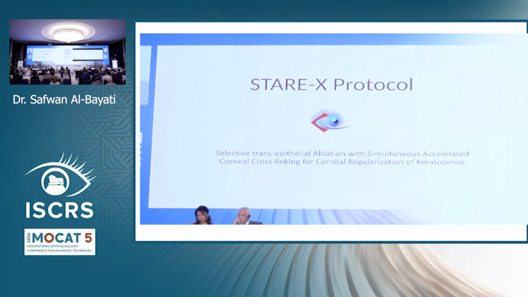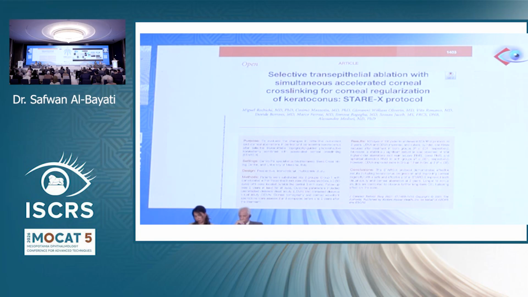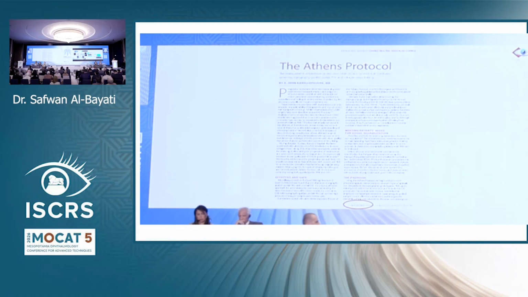So here, it's measuring the outer border. The optical zone is different than fixed. It's variable according to the cone. Comparing to the Athens protocol, sorry, this is the study and this is the Athens protocol. Athens protocol, Kanellopoulos, he was depending on a fixed optical zone. It's 5.5. Thought that 5.5 can regularize the cornea, but sometimes the cone is outside that optical zone, so it will not be regularized.